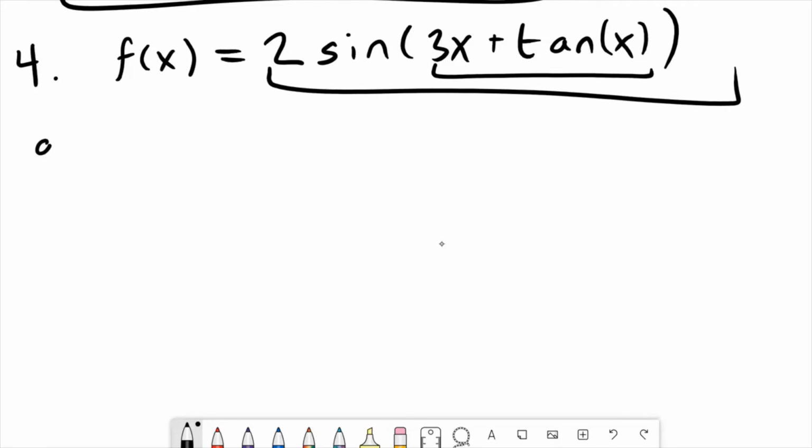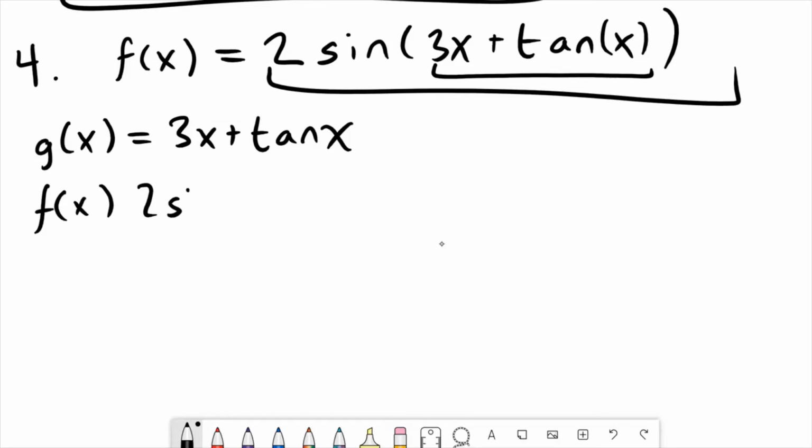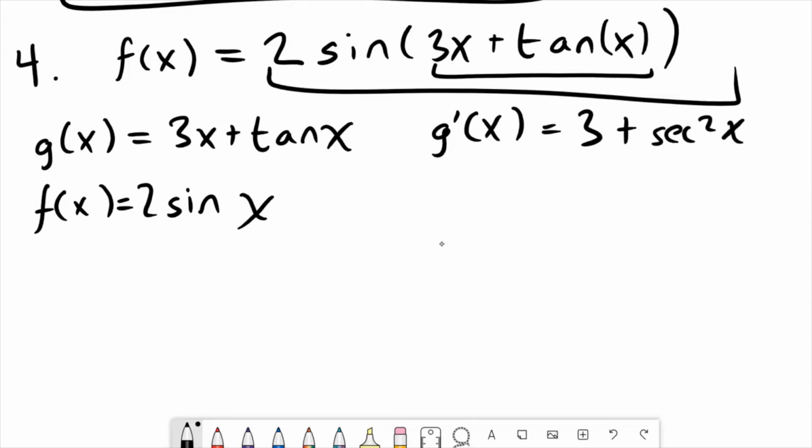So let's do it. g of x is given by 3x plus tangent of x. I'm just going to write it like this, tangent of x. f is given by 2 sine of x. And we know how to find the derivatives of these parts. So the derivative of the inside is 3 plus the derivative of tangent, which is secant squared. And then we look at the derivative of f, 2 sine, so it's pull the constant out and then find the derivative of sine, which is cosine.